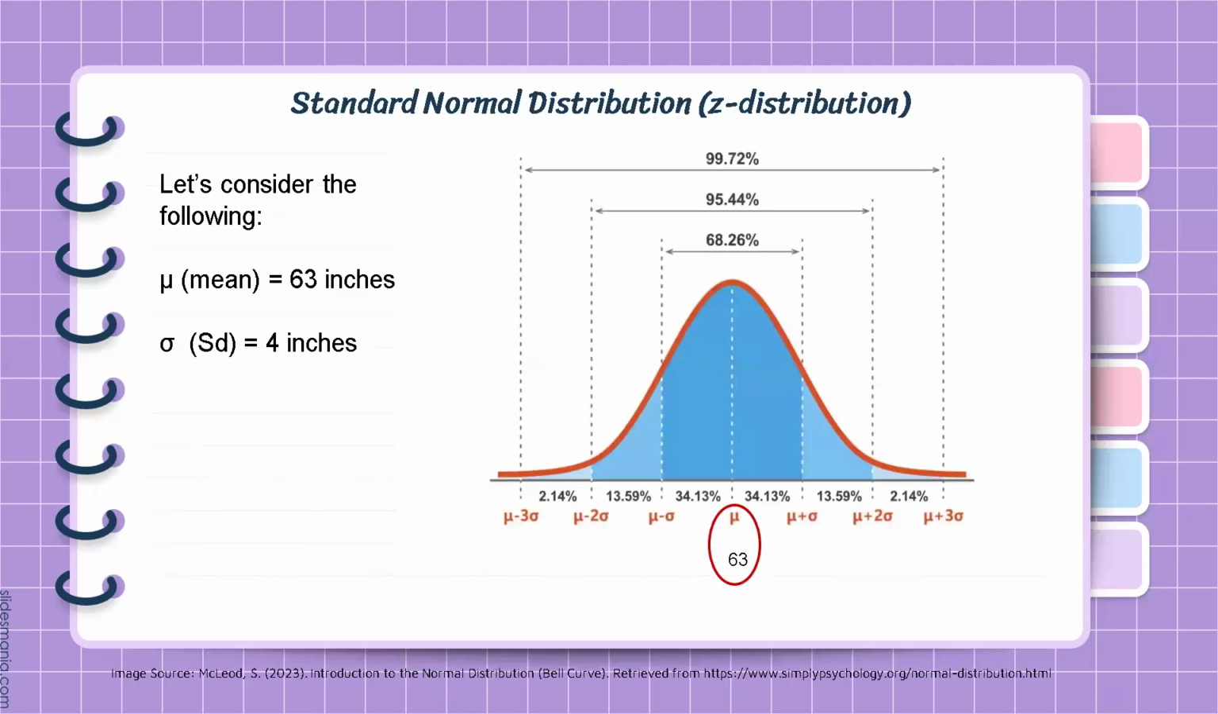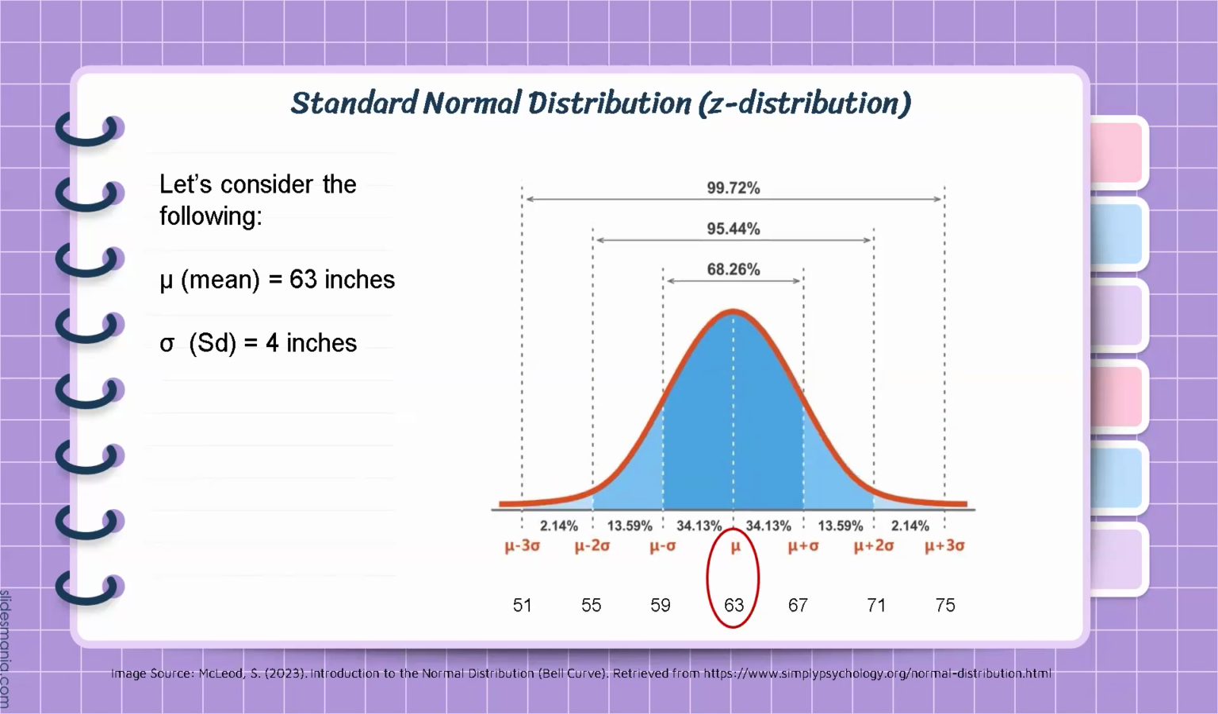Let's consider the following example. Let's say the height of the grade 6 students in your science class is normally distributed with a mean of 63 inches and a standard deviation of 4 inches. Your unstandardized distribution would look like this: a mean of 63 inches spreading out with increments of 4 inches.